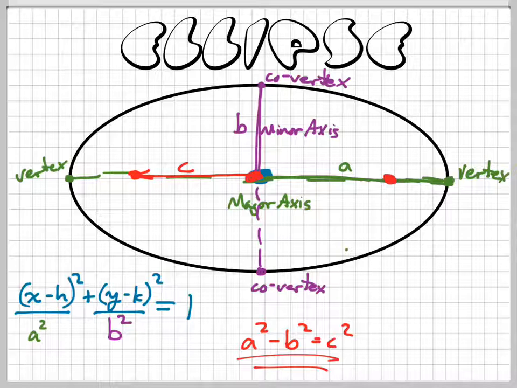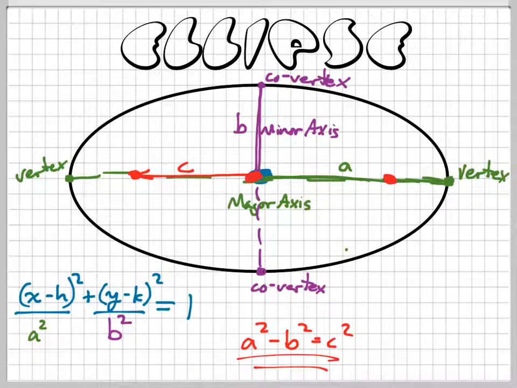This helps you, like if you're missing a B, you just plug the C and the A into this, and then you can find the B. If you're missing a C, you can plug the A and the B into it, and you'll find the C. Okay, and this is also important. The A term is always connected to the major axis, and the B is always connected to the minor axis.